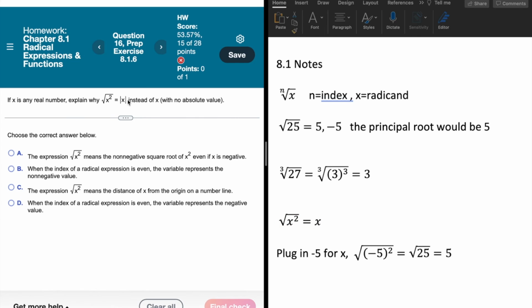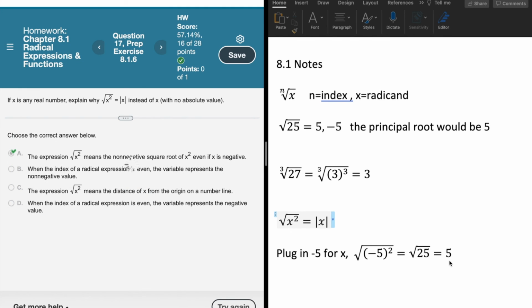Well, what does the absolute value symbol do? It says anything I plug in should become positive as well. Because without that square, this isn't guaranteed to be positive. So that's what the absolute values will end up doing. They'll force this answer to be positive. Okay, so the expression, I think that means it's C or D. The expression square root of x squared means the non-negative square root of x squared, even if x is negative. That sounds right.